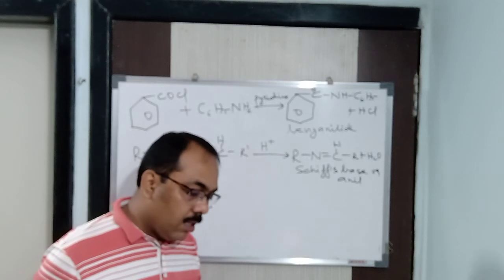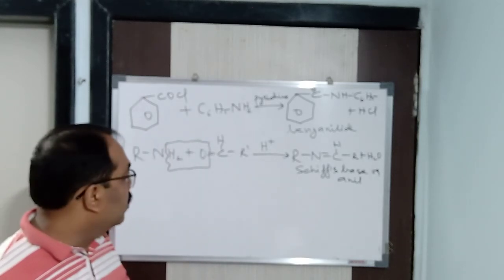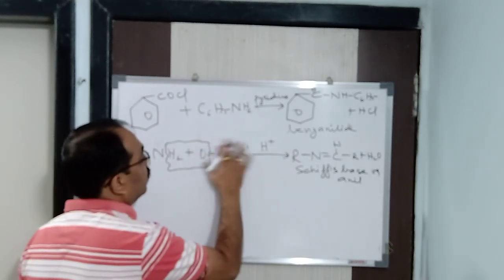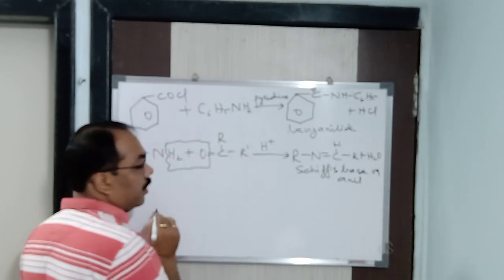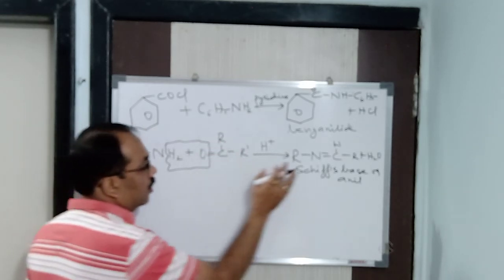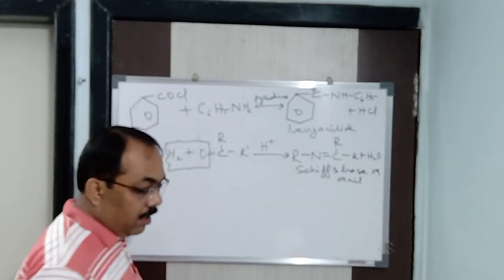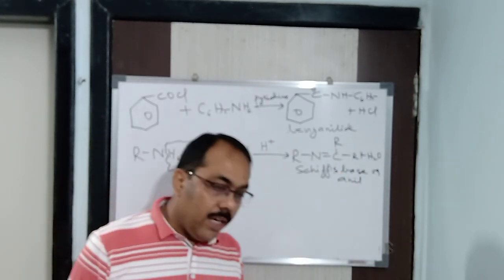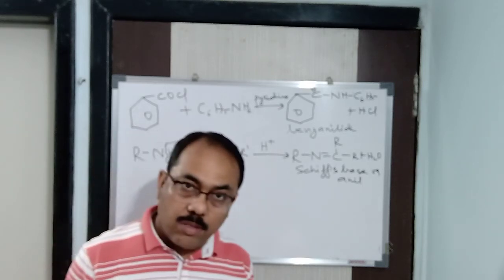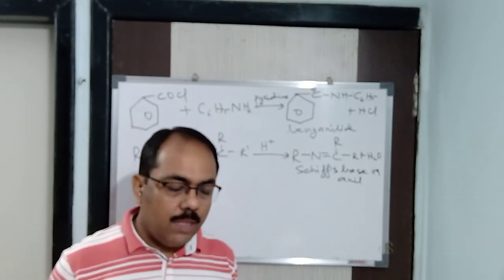Now we can also do the reaction with a ketone. Let us say I use another R here; this is your ketone. Clear? So here it is R. Whether you react with an aldehyde or a ketone, it is a Schiff base or anil. It is the general name, we can say.